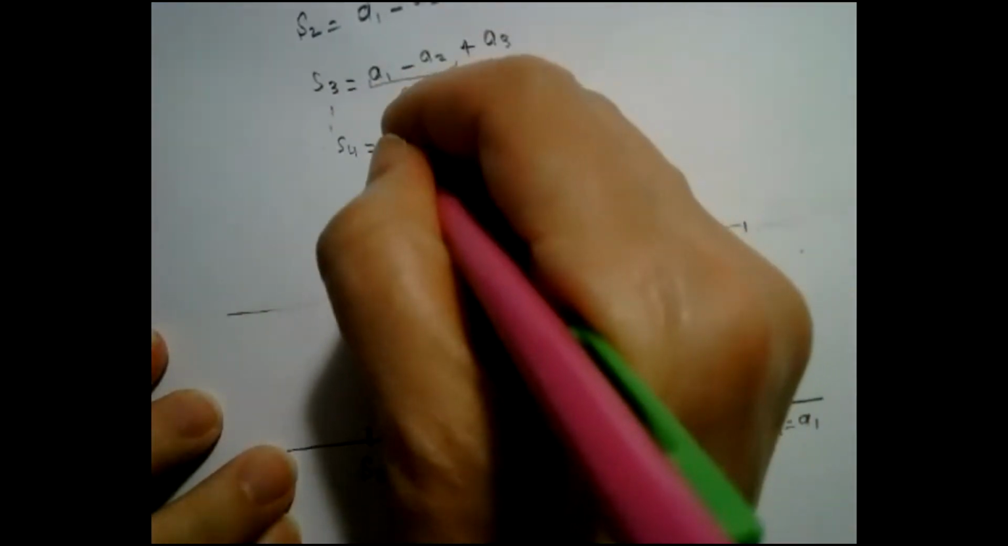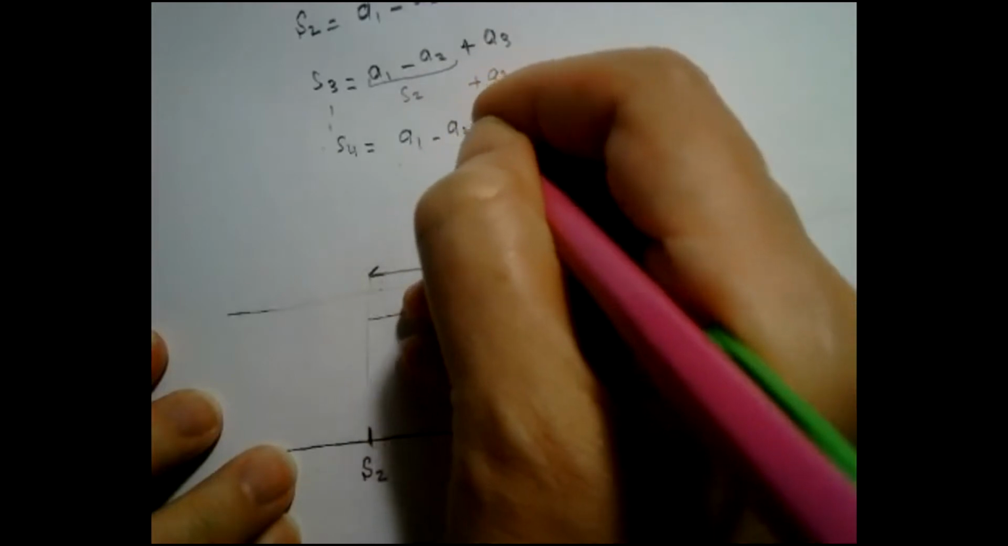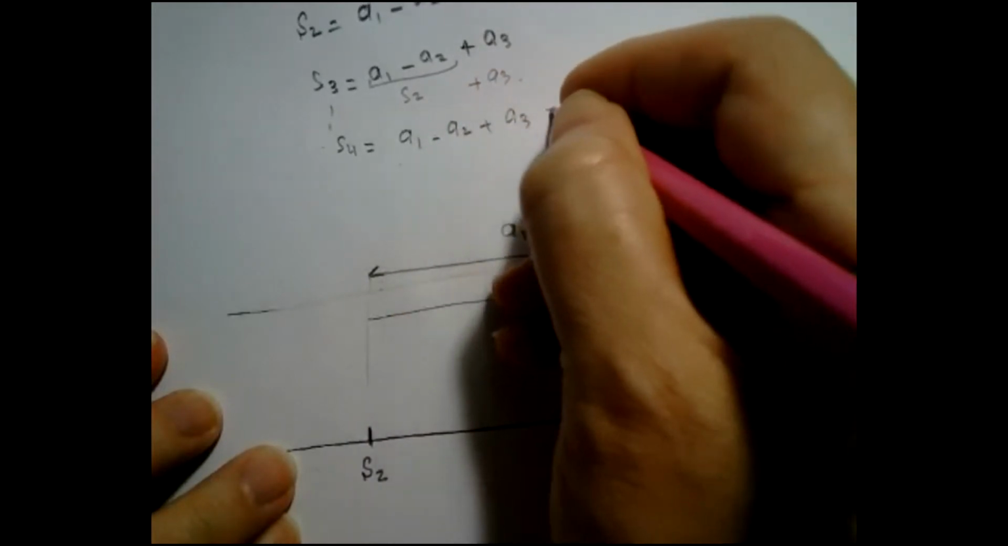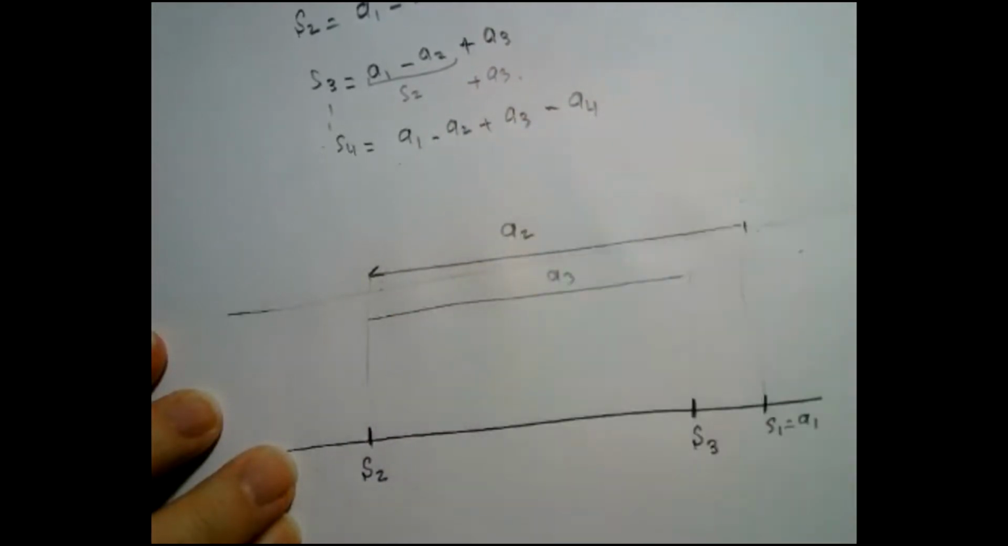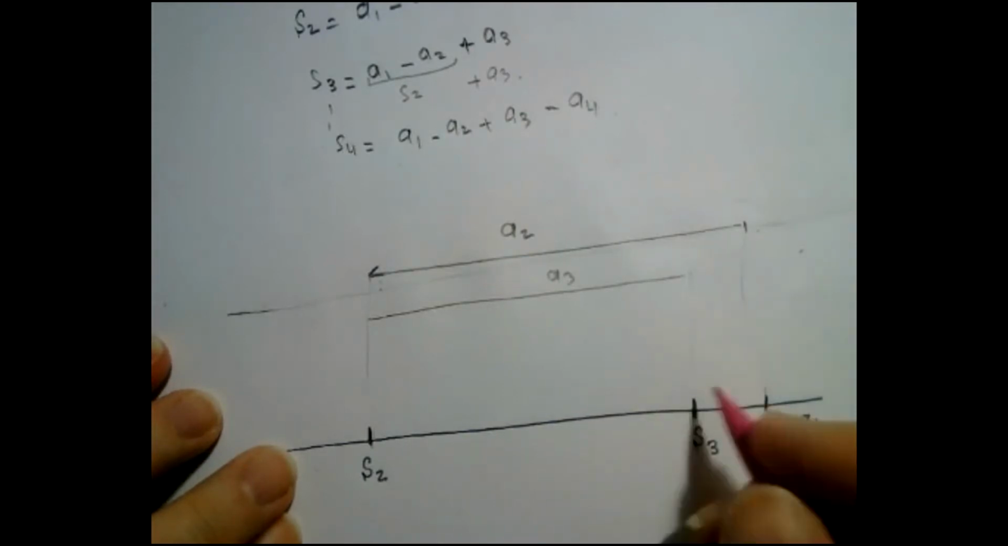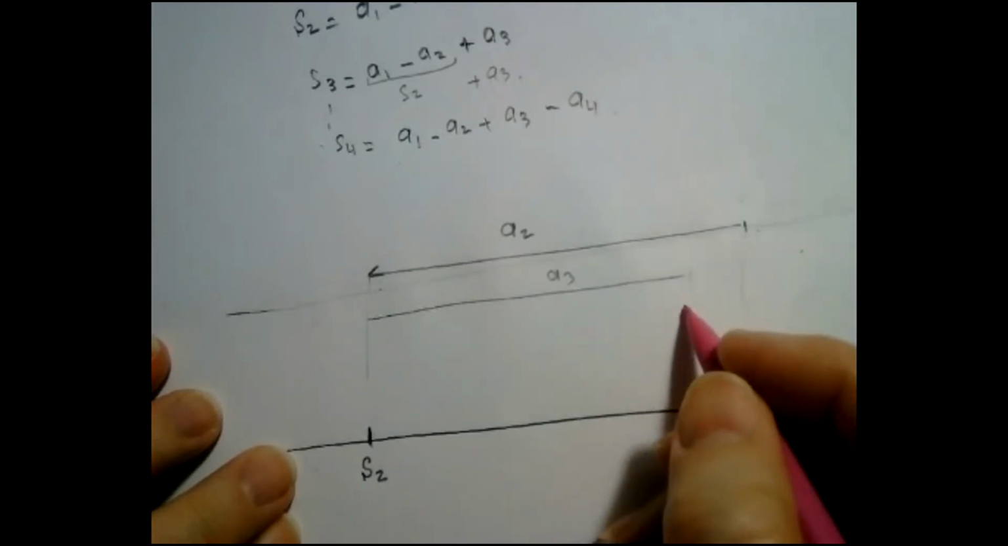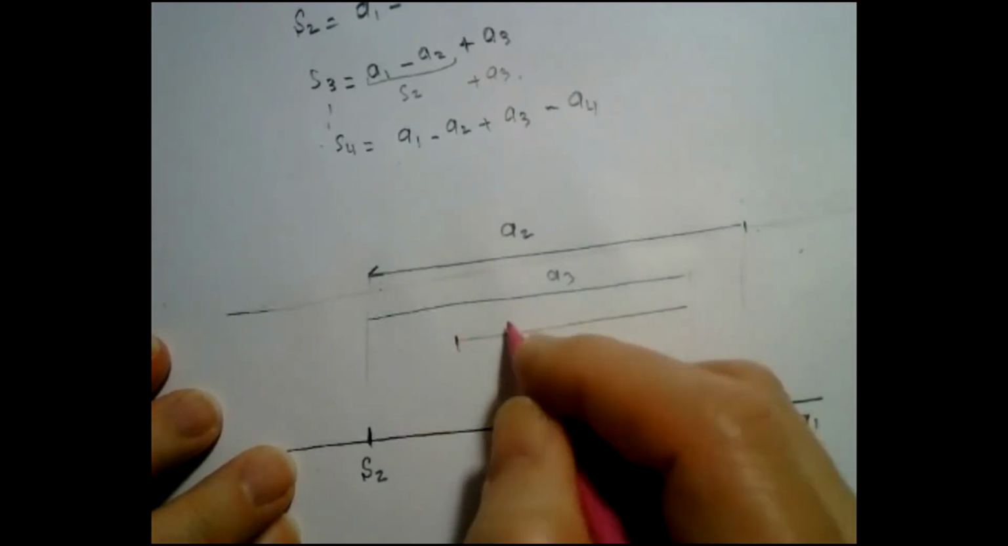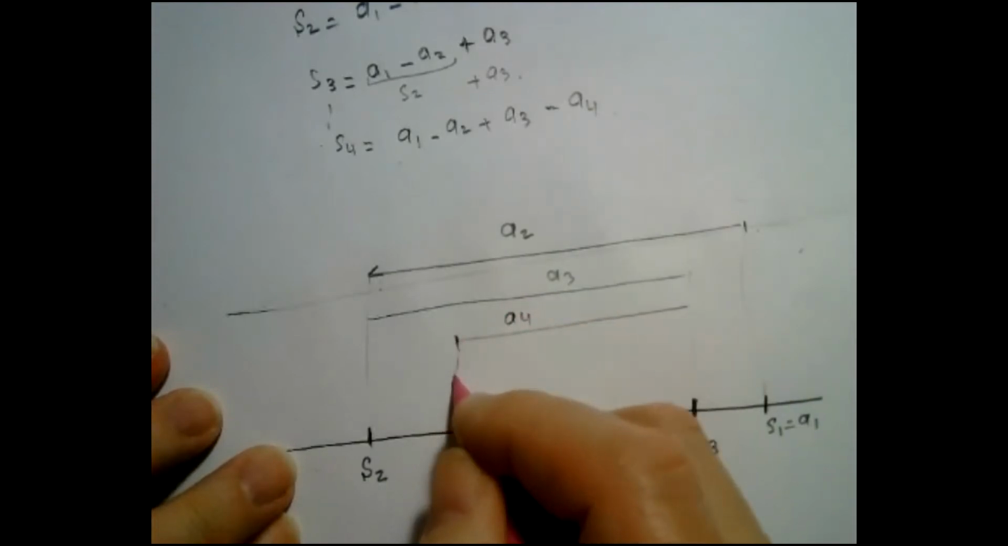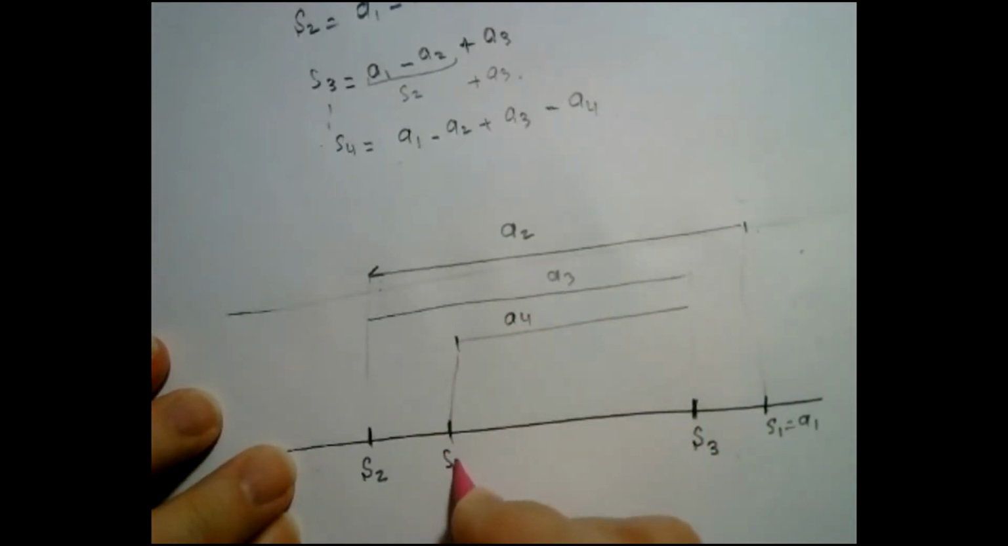Whatever S3 is, it's A1 minus A2 plus A3. You're taking away A4 from it. So what is S4? S4 is A3, but you're subtracting something. So you're going to subtract A4 from it. So this is S4.